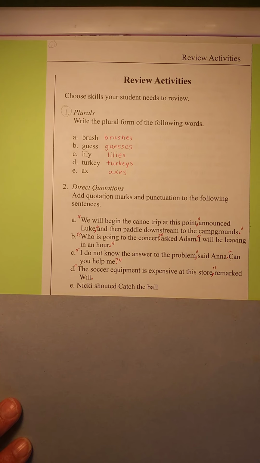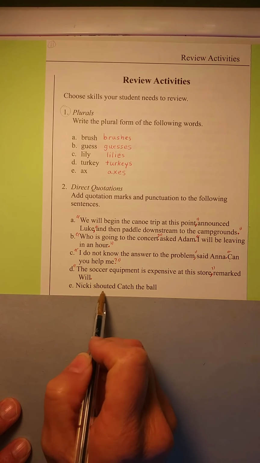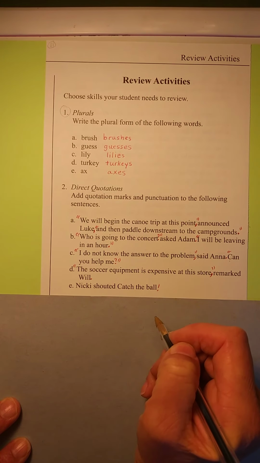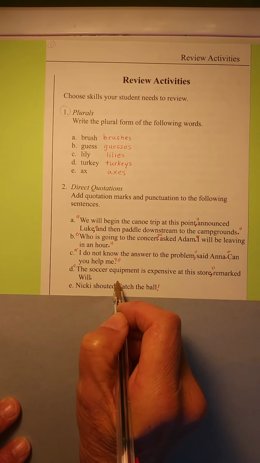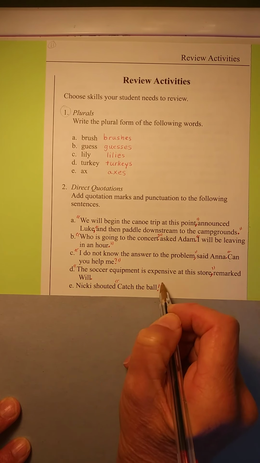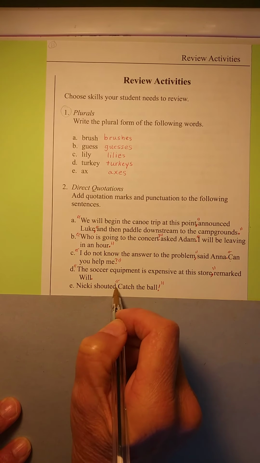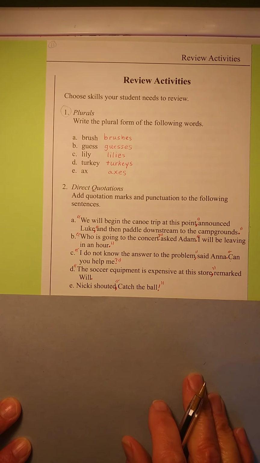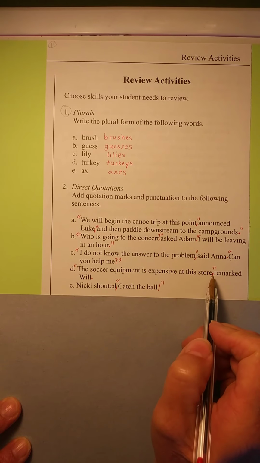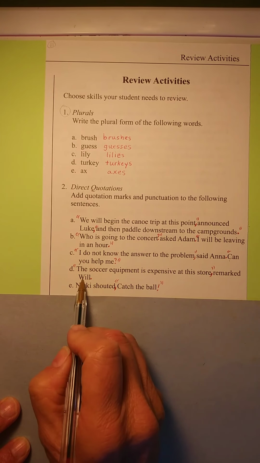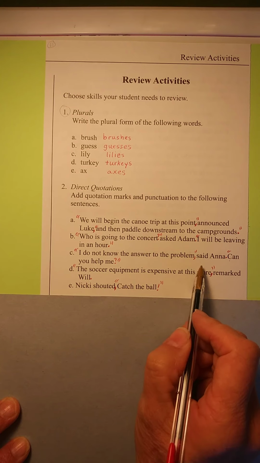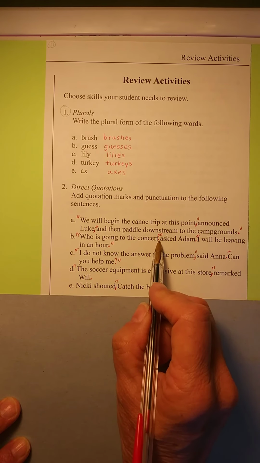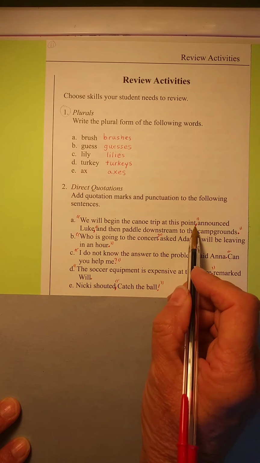Nikki shouted, "Catch the ball!" Okay, so if someone's shouting, that's an indication that it's an exclamatory sentence. So we're going to put an exclamation mark there. And what did she shout? "Catch the ball." Okay? And we need a comma to separate the speaker identification from the actual quote. We always have a comma to separate the speaker identification from the rest of the quote. Here we have comma said Anne, except when we have a question mark. Sorry. Okay, comma announced Luke.